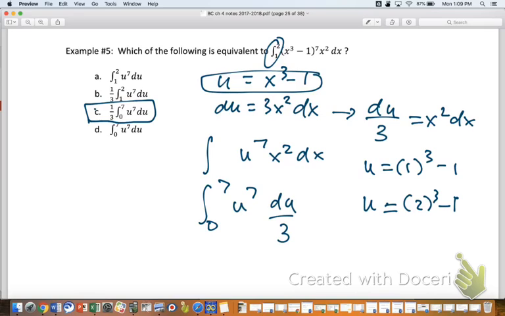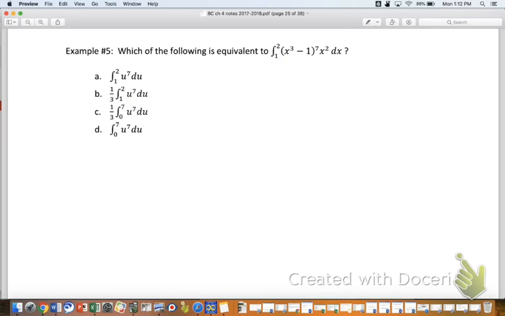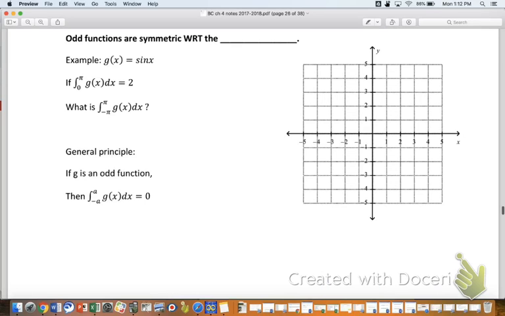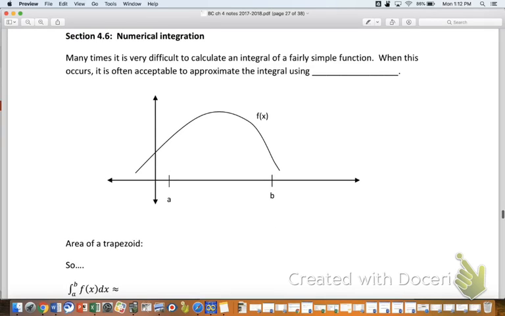Okay. Any questions? Okay, fantastic. Let's check out where we are. We did evens and odds last time. I think we've done everything up through here, right? Let's flip over to 4-6. This will be quick.